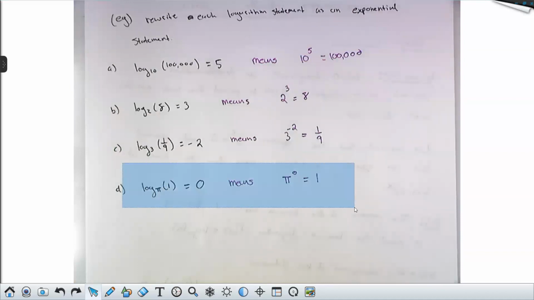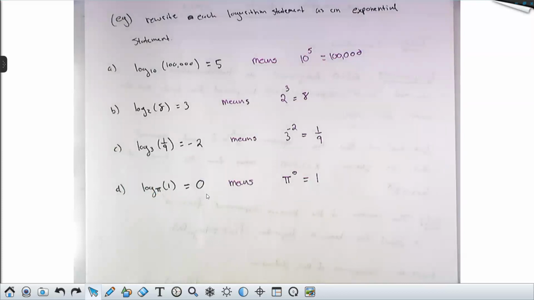The last one, though, this is true no matter what base you're using. Pi to the 0 is 1, 10 to the 0 is 1, 3 to the 0 is 1. So you could change this pi to anything you want. The base a log of 1 is always 0, no matter what you're using for a. And that's a fun fact that we'll write down a little later when we discuss properties.